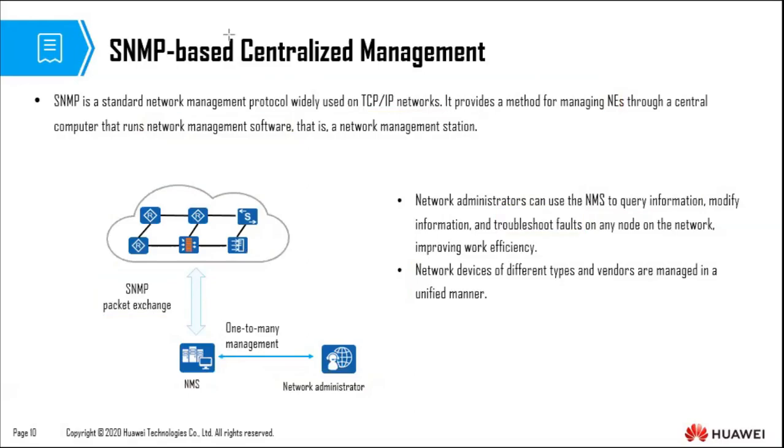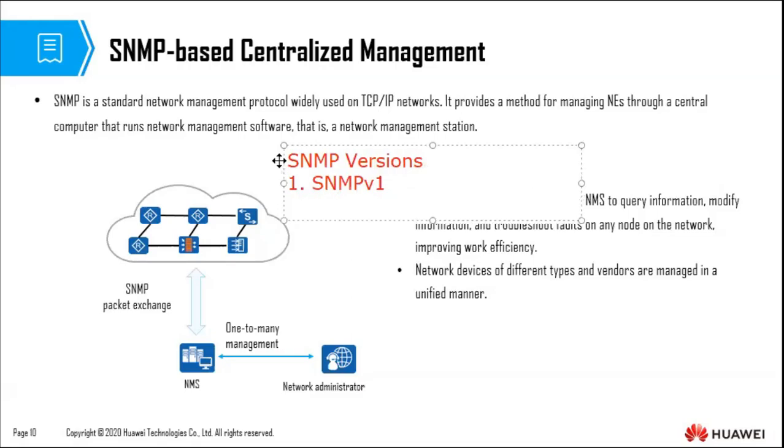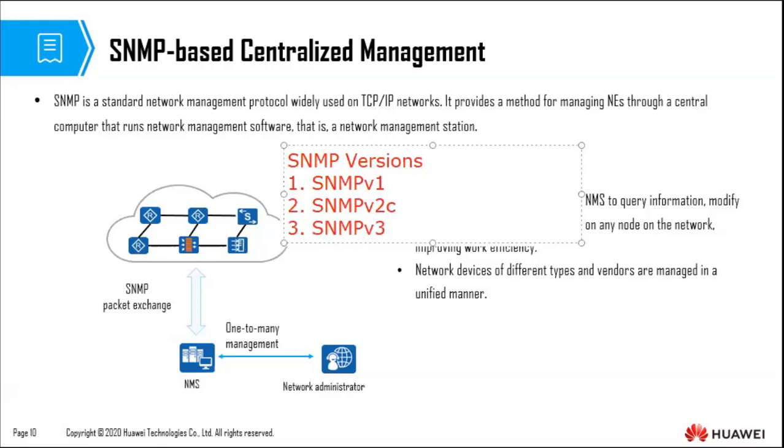Now, SNMP has evolved over the years, and we have the following SNMP versions. The first one is called SNMP V1, and this is a very common question in the exam. We have SNMP V2C, and we have SNMP version 3, V3. Of course, in the exam, they'll add SNMP V2, and then they'll ask which one among the following is not a version of SNMP.